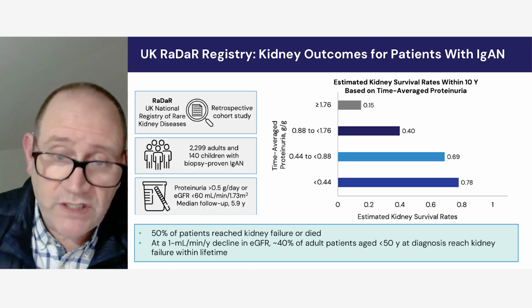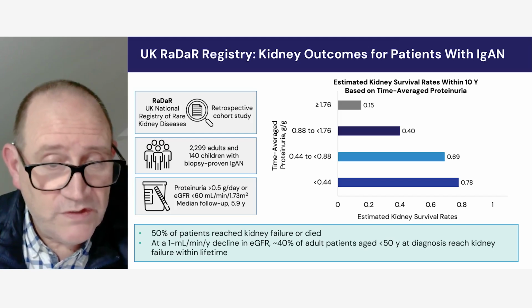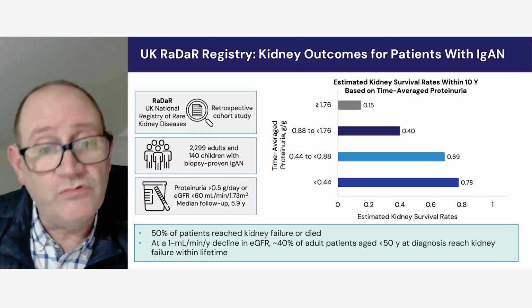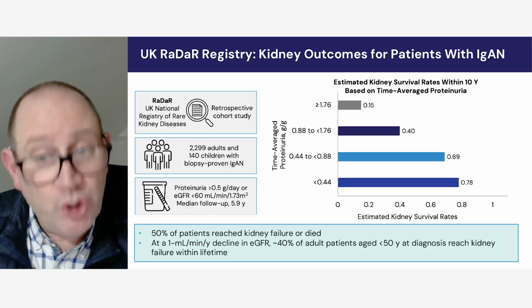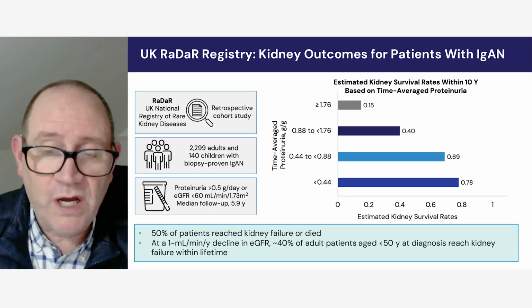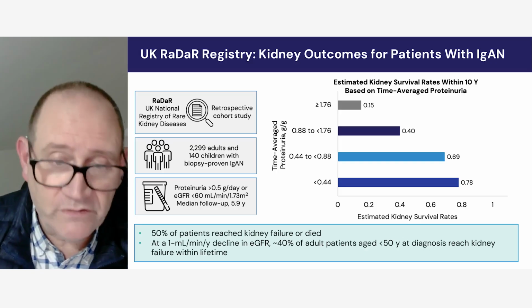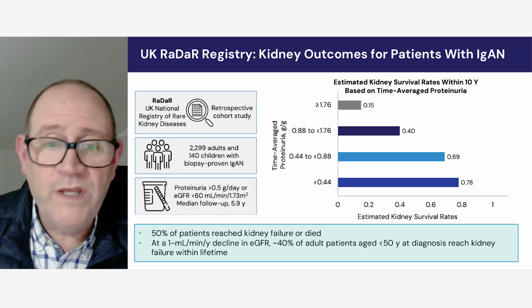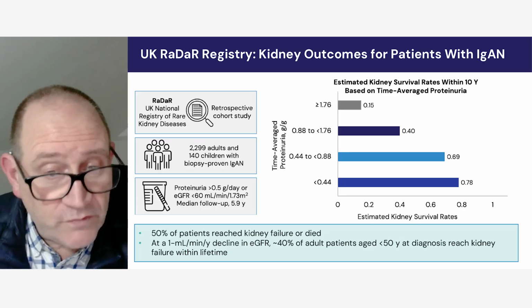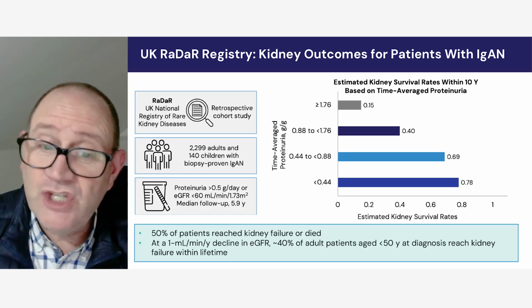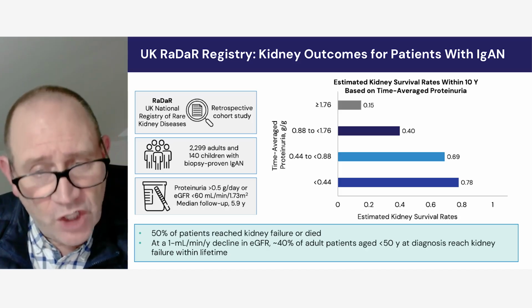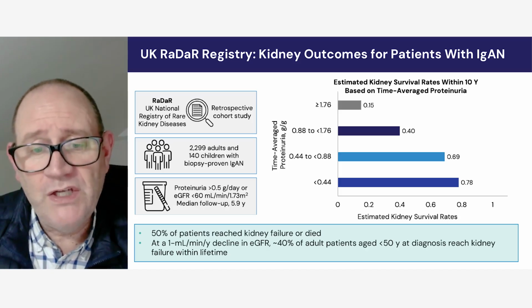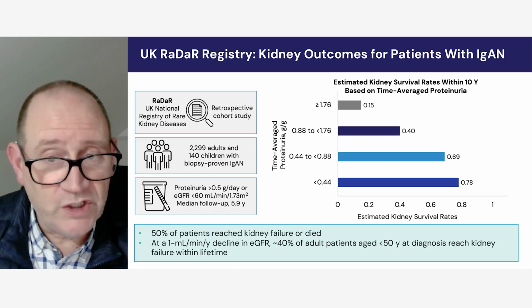This is our own study here from the United Kingdom, using data collected within the UK National Registry of Rare Kidney Diseases, or RaDaR. And this showed that in UK individuals, outcome from IgA nephropathy was poor, both for adults and children, with a median age at diagnosis of 45 years and a median age at kidney failure or death of only 48 years. And in this cohort, 50% of patients reached kidney failure or died with IgA nephropathy.